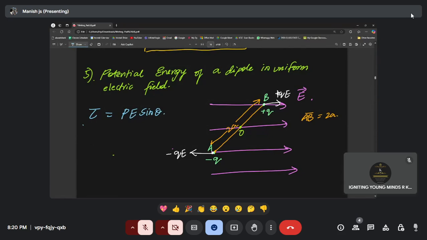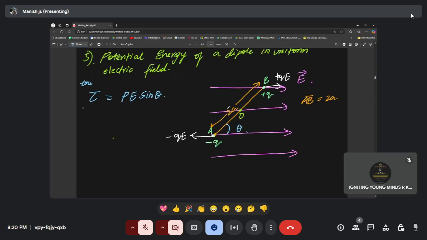Okay, this is the formula, children. This T is actually called tau. It's a Greek alphabet letter, tau. So tau is equal to PE sine theta as the formula, where P is the dipole moment, E is the electric field, and theta is the angle made by your dipole with the electric field. So this is theta. I'll just mark it here so that you can visualize it. Theta is the angle made by the dipole with the uniform electric field.